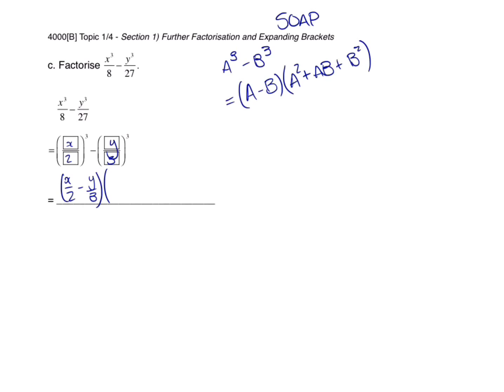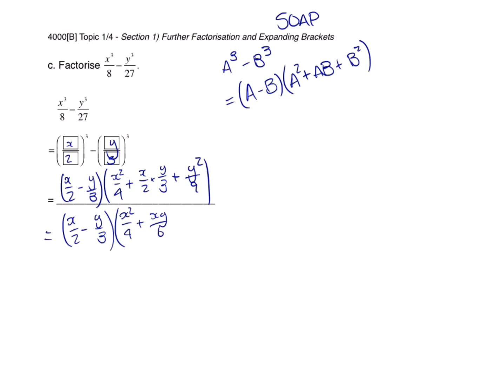And then we'll have x squared on 4 plus x on 2 times y on 3 plus y squared on 9. And then if we just simplify that a bit, we are left with x on 2 minus y on 3, new bracket, x squared on 4 plus xy on 6, because 2 times 3 is 6, plus y squared on 9. And that is the factorization of our original term.